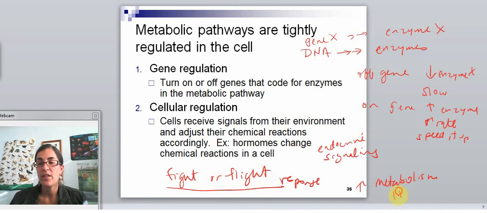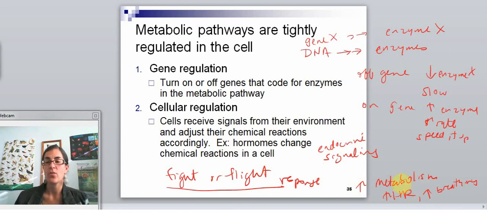The feeling in your body is an increased heart rate and increased breathing, and that is all a result of the increased metabolism. So the cell receives the signal, that's the adrenaline that was released in your body, and then it speeds up the chemical reactions, and you can feel that happening because your heart rate goes up and your breathing increases.